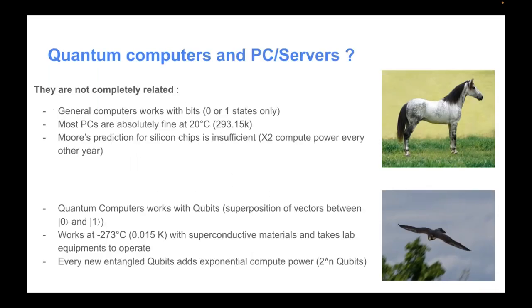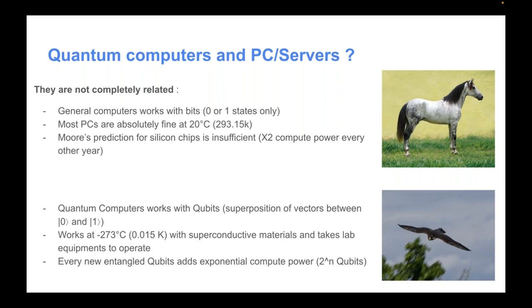Okay, so a first idea of the difference, or at least how quantum computers compare with PCs or servers. They are not really related. It's like comparing a horse with a hawk. They are animals, right? They eat, they move, they sleep, etc. But it's a very, very different way to move, a very different concept of animal, and of where they go.